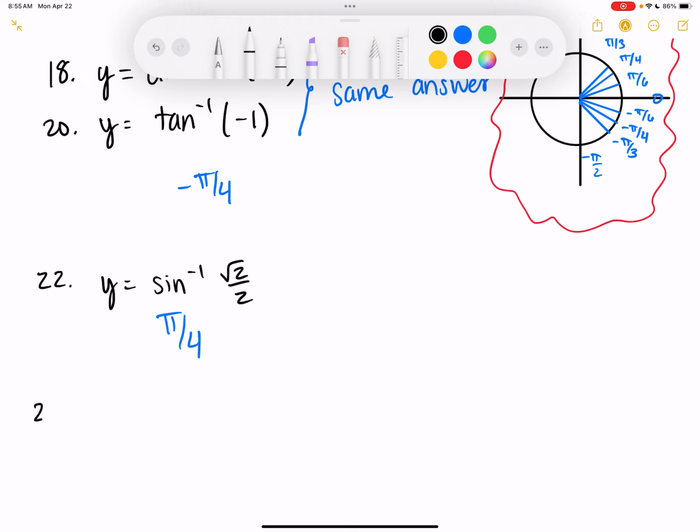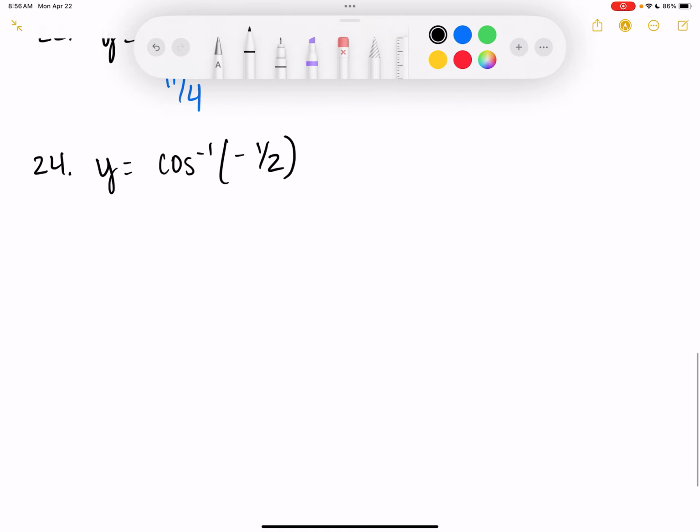Number 24, y equals the inverse cosine of negative 1/2. So I'm going to look at the unit circle and see where cosine is equal to negative 1/2. And remember, I only care about the top on cosine. So where is my x value negative 1/2? 2 pi over 3.